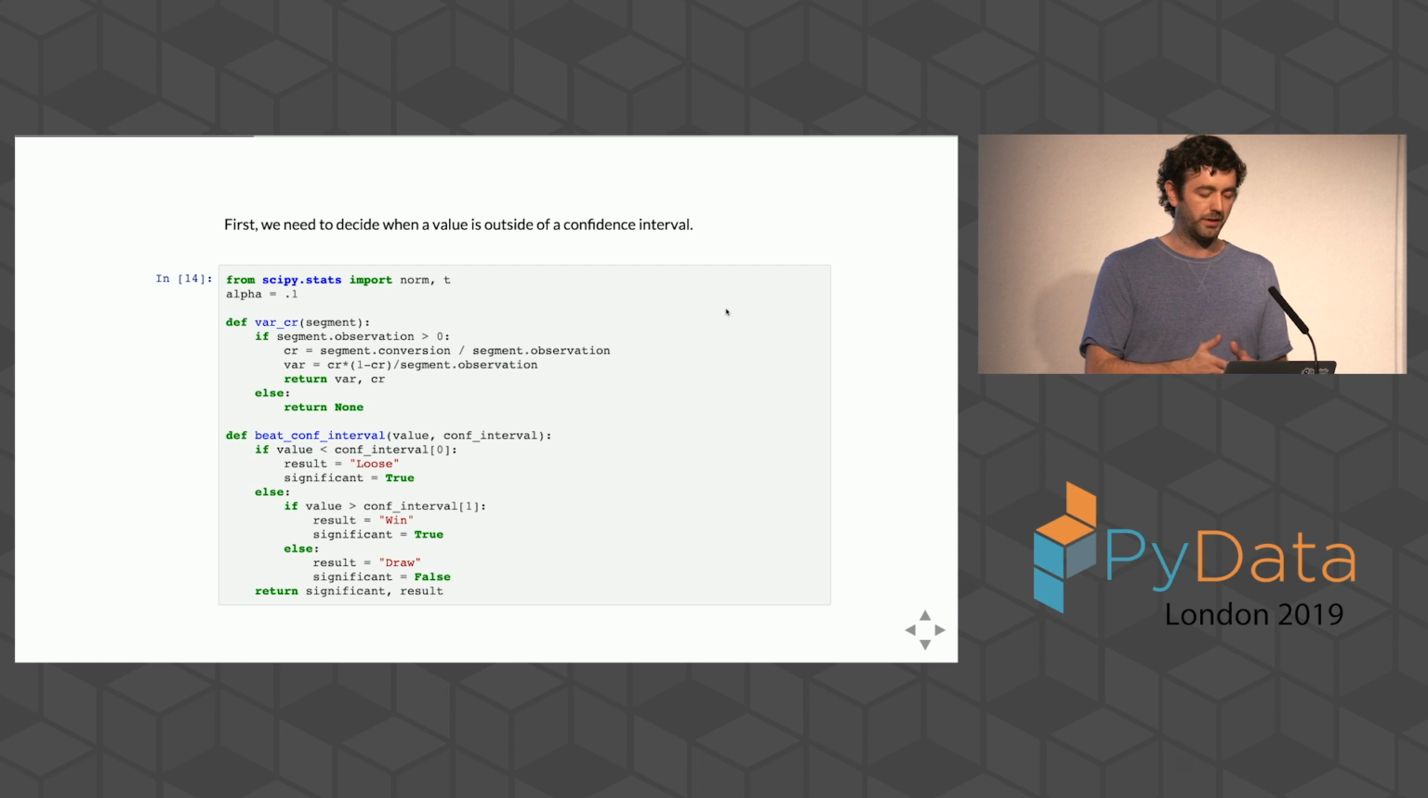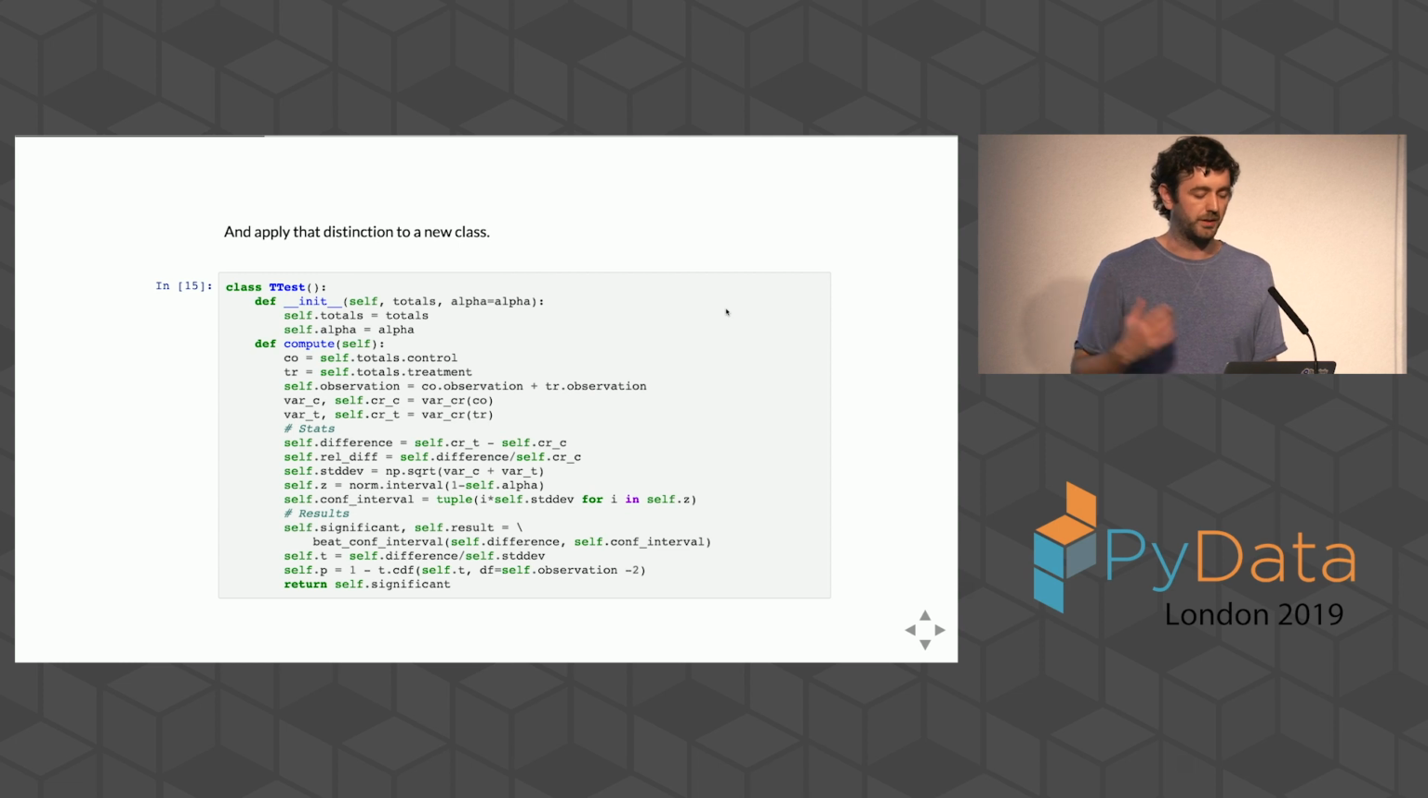So if the difference is smaller than the lower limit of that confidence interval, then the treatment loses. It's worse than control. If it's the opposite, it wins. If it's in the middle, then we cannot conclude that there is a difference between control and treatment with the sample size that we have.